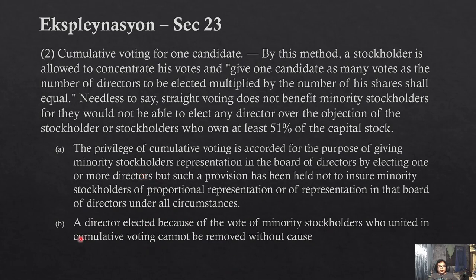Mm-mm. And ito, later sa section natin, a director elected because of the vote of minority stockholders who united in cumulative voting shall not be removed without just cause. Mm-mm. Kasi tatanggal mo ng representation yan eh, pero later discuss natin sila.